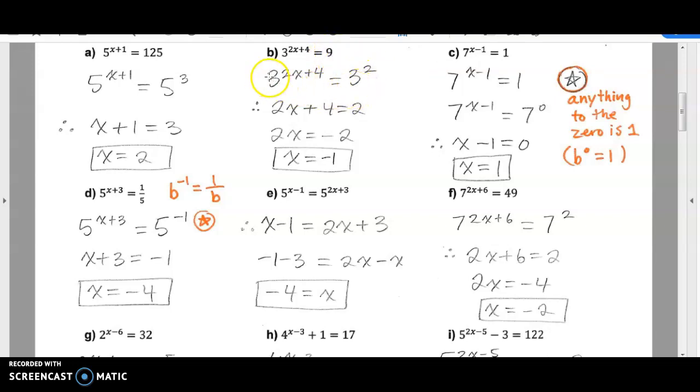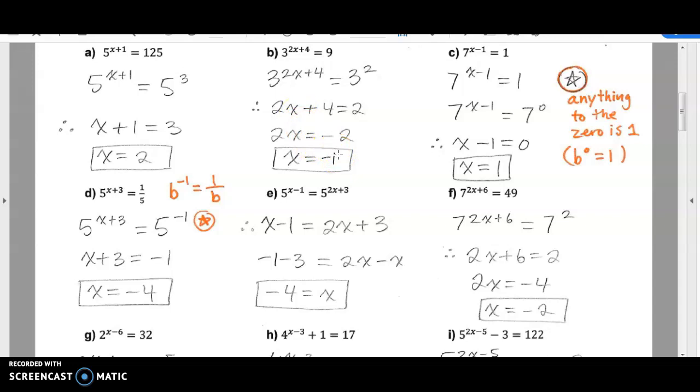Now again, I have a base of 3 on the left, base of 3 on the right. Once my bases are equal, I can simply just take the exponent on the left side, which is 2x plus 4, and make it equal to the exponent on the right side, which is 2. And then solving for x, I get x equals negative 1.